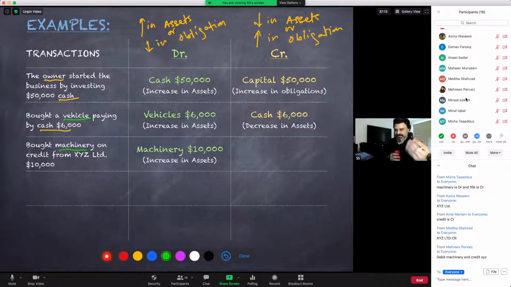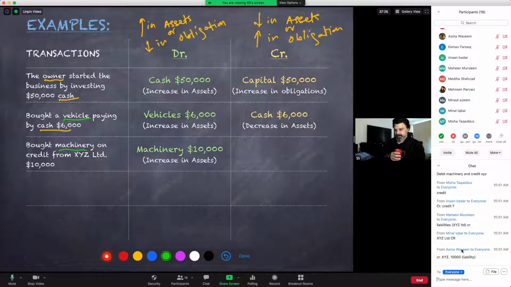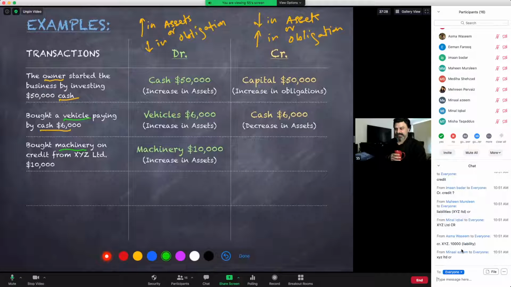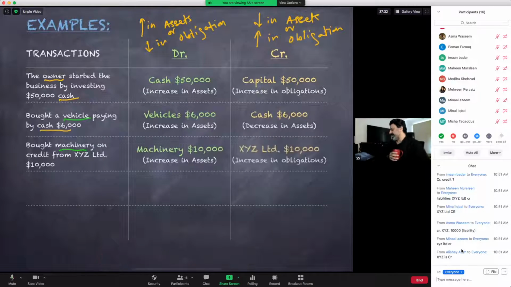Madiha Shazad, Mehreen Pervez, very good. Amal Mariam, credit is the creditor. CR is credit, Iman, yes, CR means credit, right? So XYZ Limited is going to be the correct answer. Credit is going to go to XYZ Limited.